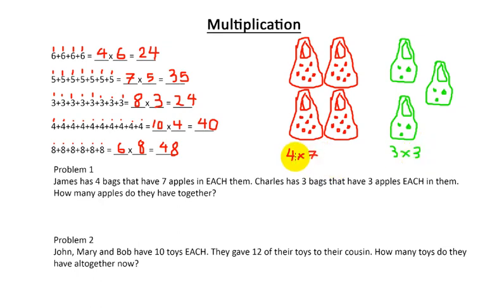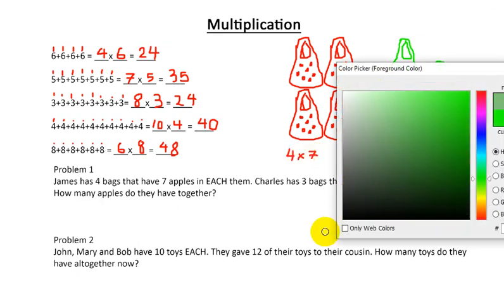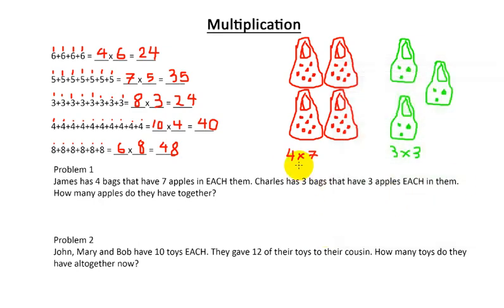The result of this multiplication is how much? How much is 4 times 7? Well, I'd say 7 and 7 makes 14. 14 and 14 makes 28. So here we have 28 apples. And here, 3 times 3 makes 9.